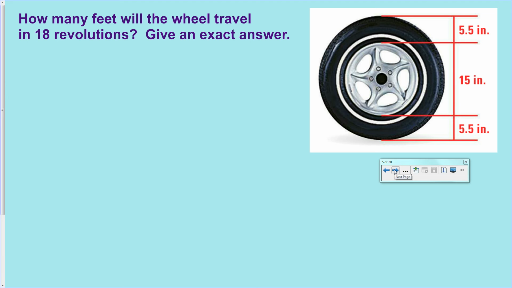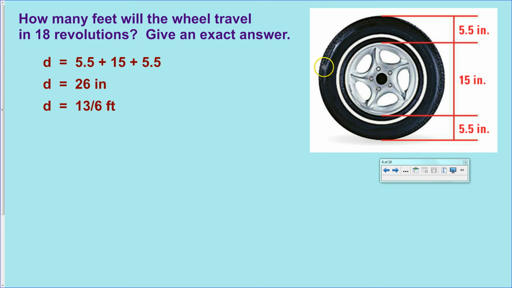All right, let's jump into a couple examples here. We have a tire on top of a rim, and the question is, how many feet will that tire roll in 18 revolutions? And we have to give an exact answer. Well, to figure that out, we need to figure out how far it is around the outside of the tire, which means that we need to add up all those dimensions that were given to us, and that will be our overall diameter, 26 inches, of course. And then that, of course, we need to convert to feet. So 13 over 6 feet just by dividing by 12. So 13 divided by 6.